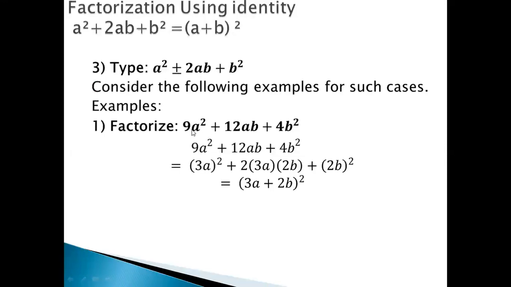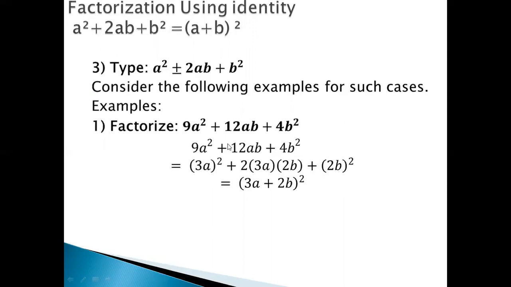Now we have to see how to factorize 9a square plus 12ab plus 4b square. Now see, all signs are positive, so we will apply the first identity, which is a square plus 2ab plus b square is equal to a plus b whole square. We are given the expanded form and we have to write the factorized form. First of all, in the given expression, we have to see the two perfect squares. So here perfect squares are 9a square and 4b square. 9a square is the perfect square of 3a and 4b square is the perfect square of 2b.